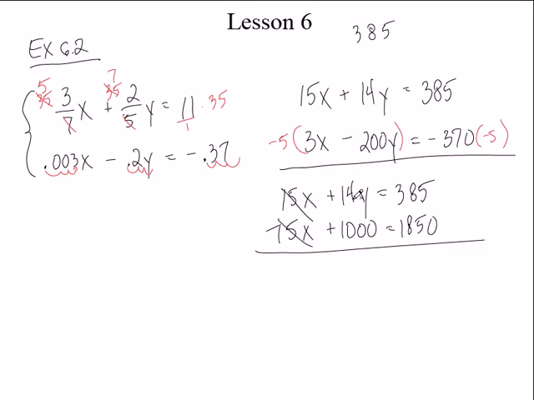Okay, that cancels out. Let's add these. Well, that's easy. That's 1,014, right? Oh, I forgot the y there, didn't I? So it's 1,014y. And then you add these up. What do you get real quick? 1850 plus 385. 2,235. Okay. Divide that number by 1014. I think it comes out even.